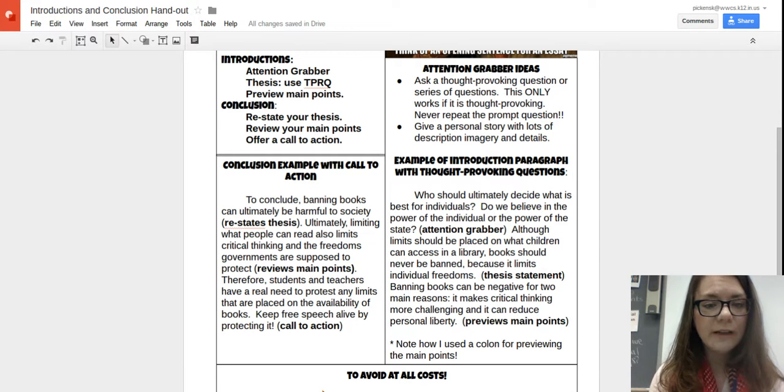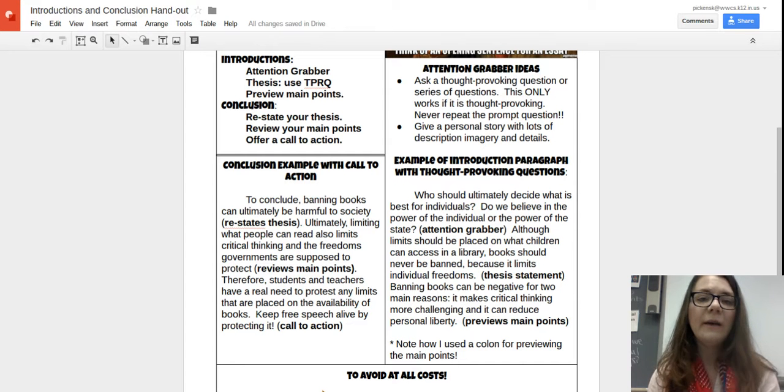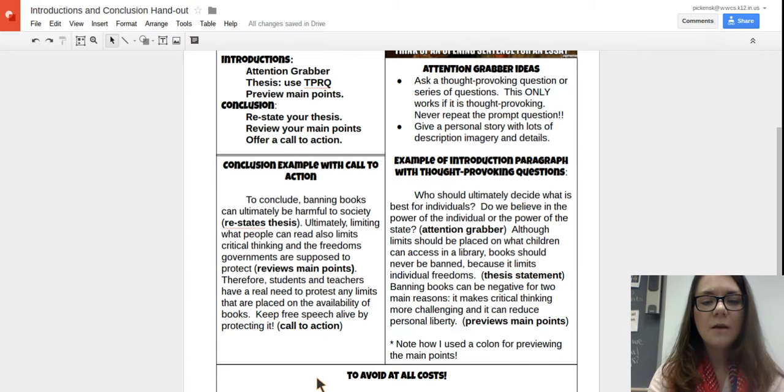Therefore, students and teachers have a real need to protest any limits that are placed on the availability of books. Keep free speech alive by protecting it! And again, I'm having a little sentence variation there by adding an exclamation point, and I am telling my audience what they should do in response to my argument.